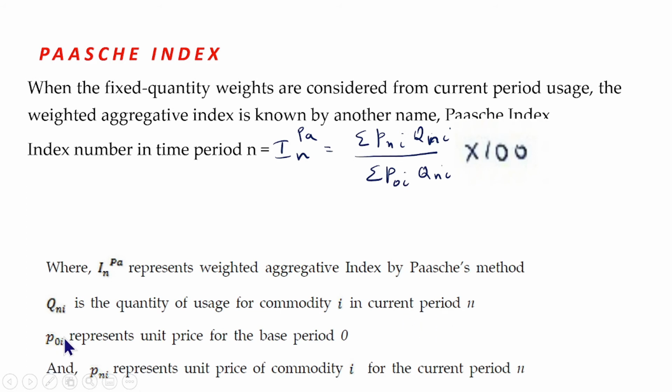And then we have P naught I, which represents the unit price for the base period 0. And PnI represents the unit price of commodity I for the current period n. So this is how Paasche's index and Laspeyre's index differ. There we will have Q naught I, whereas here we will have QnI.